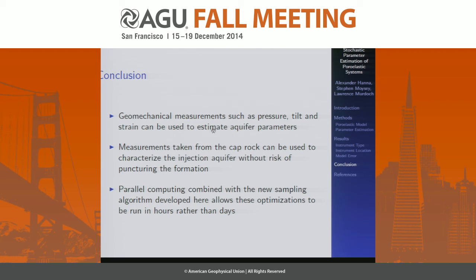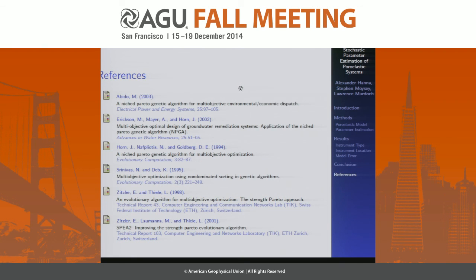So in conclusion, we can use geomechanical measurements to estimate the parameters of an aquifer, and we can use measurements from inside of the cap rock or inside of the injection well to estimate those parameters pretty well. And thank you.